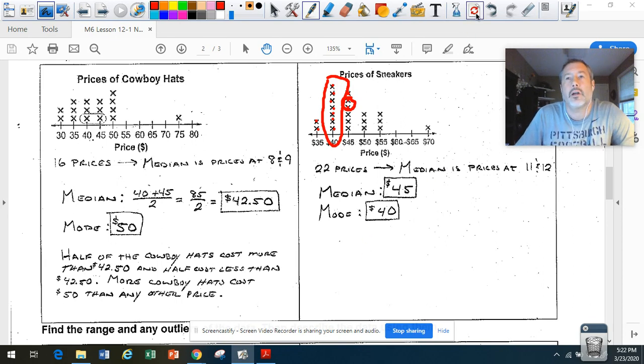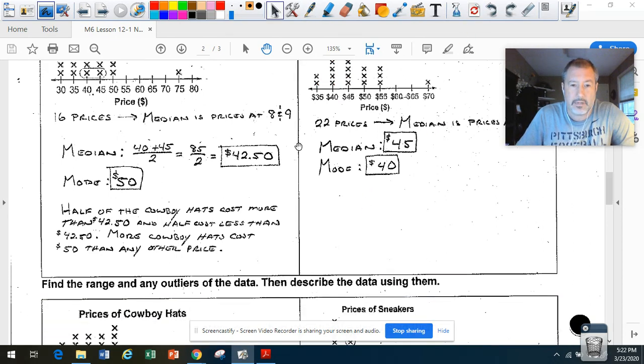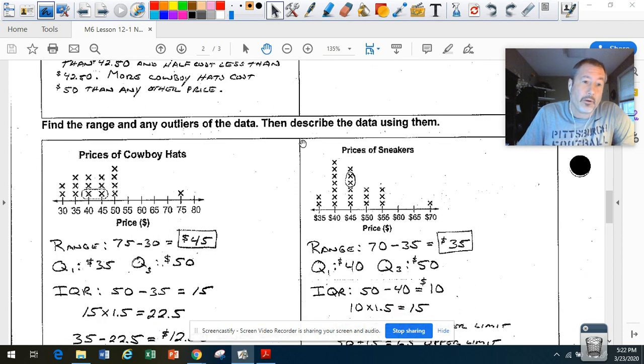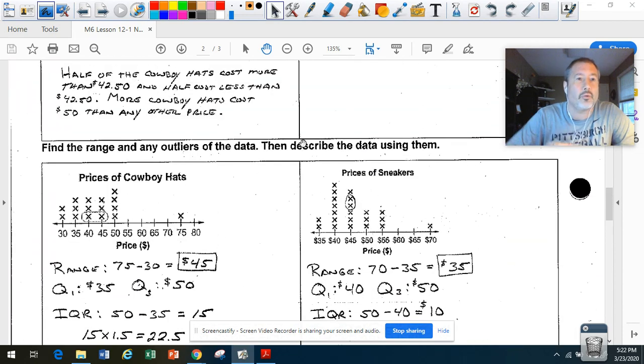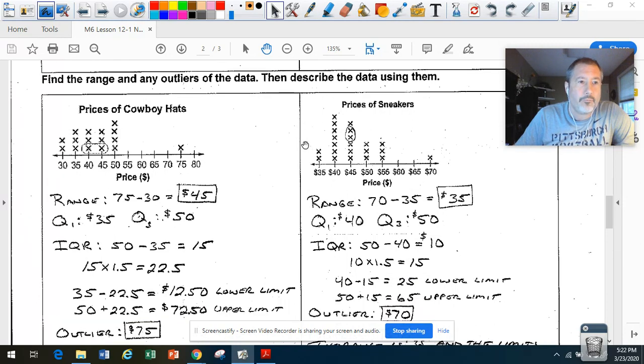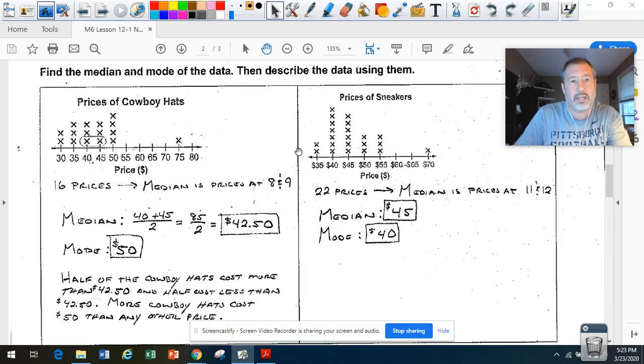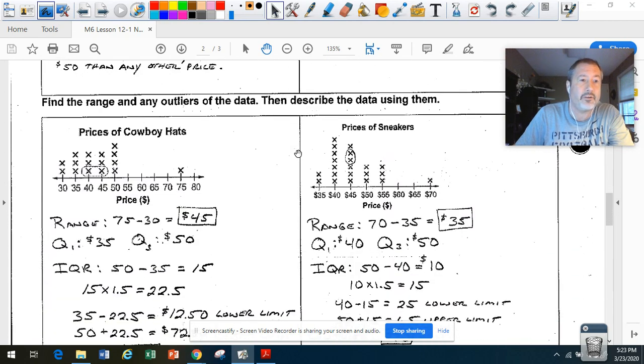Let's figure out what we got here next. Move down here next. Okay. Now we're getting some more intense stuff. Ooh, these don't look fun here. It says find the range and any outliers of the data. Uh-oh, you got to find your outliers now. Then describe the data using them. Okay, so let's take a look here. If we're looking at, once again, the prices of our cowboy hats, same information up here. So we already have some of our information done.